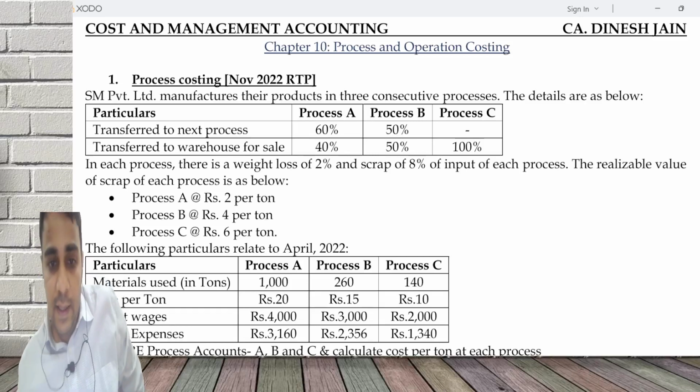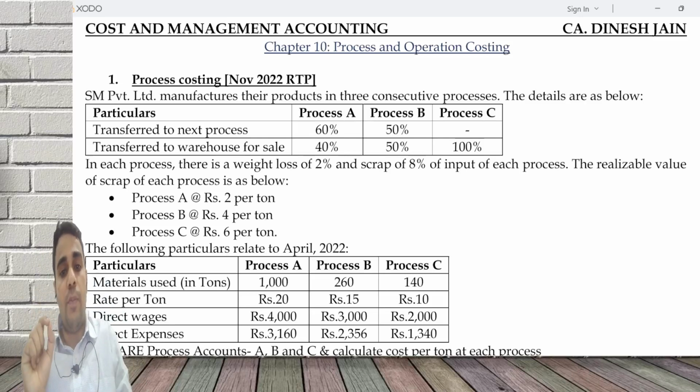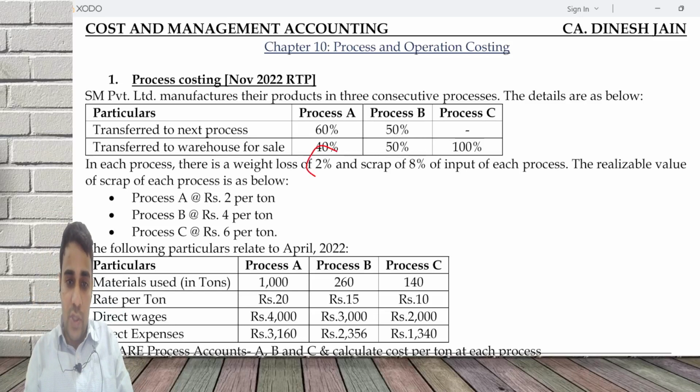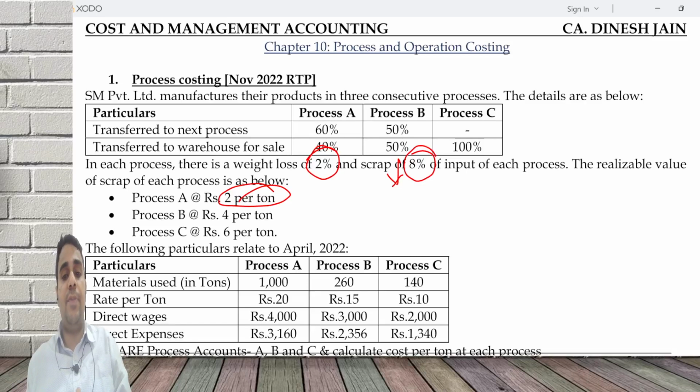Normally we will have one item called normal loss. Here you have two losses. Normal loss 1, which is 2%. Normal loss 2, which is 8%. Why do we have to distinguish? Because scrap has a realizable value. Weight loss cannot have a realizable value, because you are not able to find that product. Scrap has a realizable value. Weight loss will not have a realizable value.